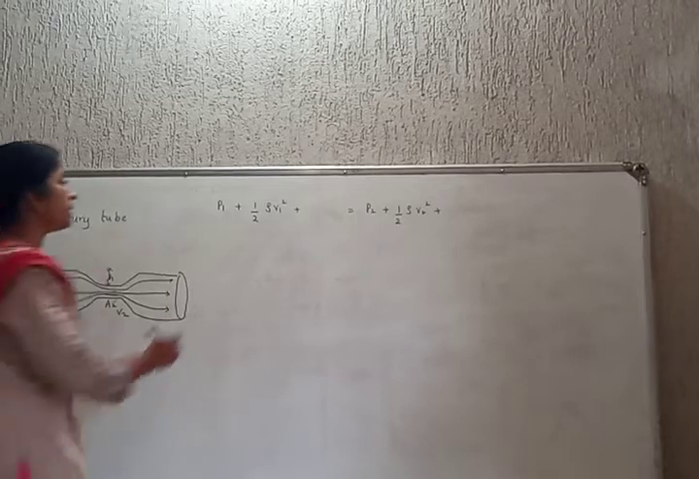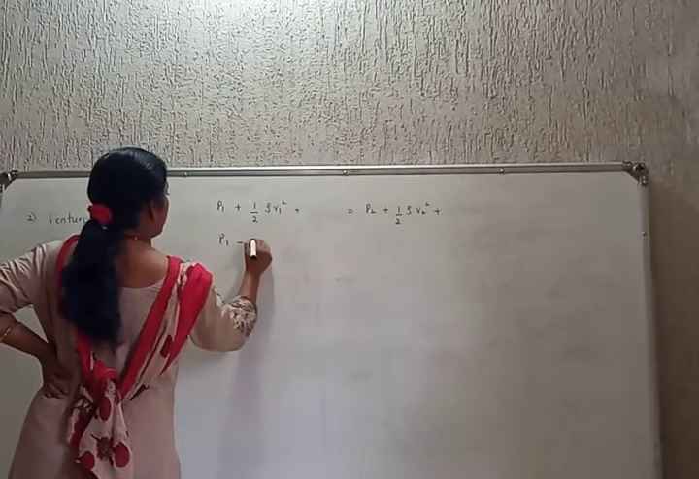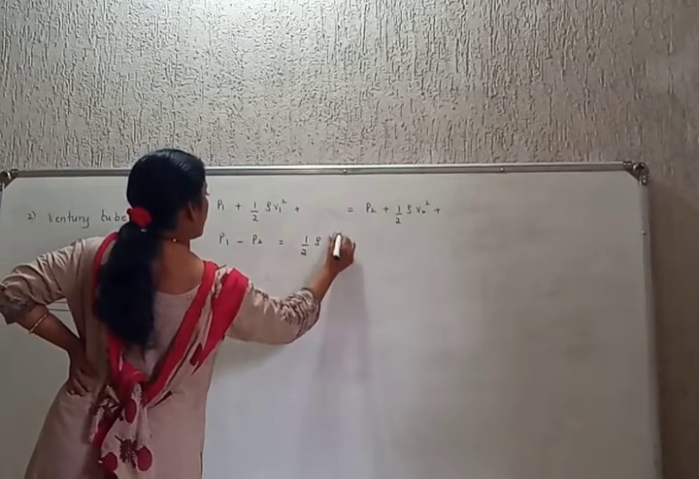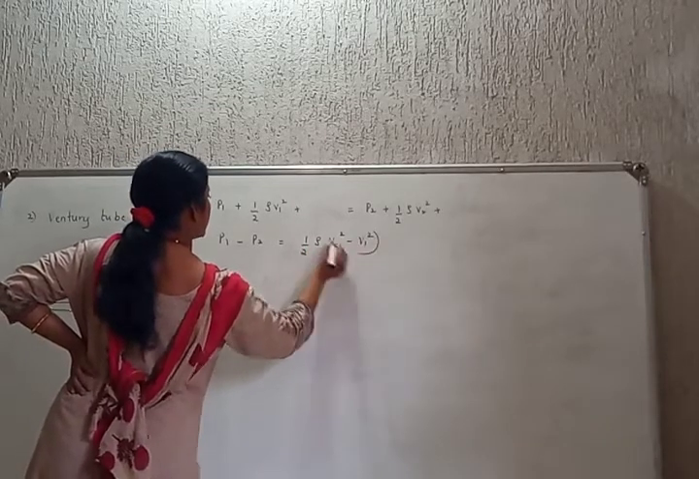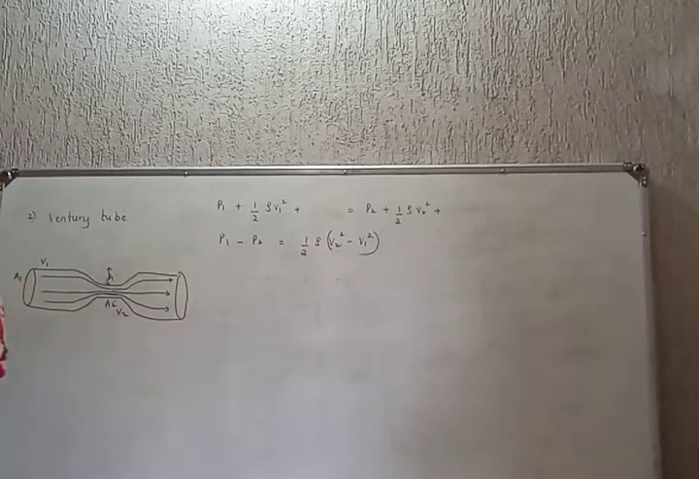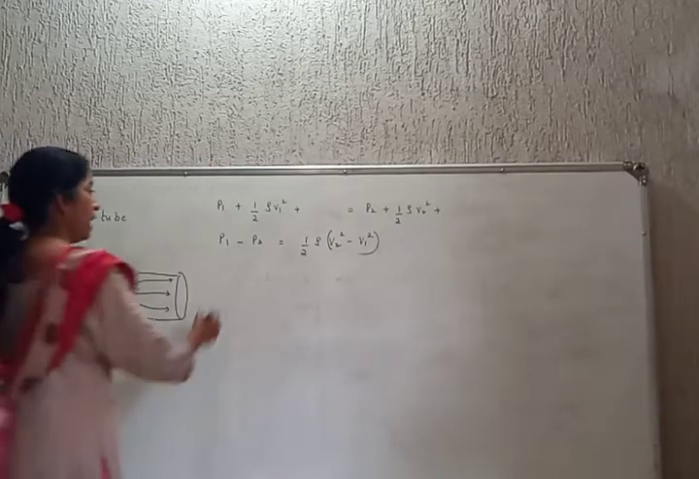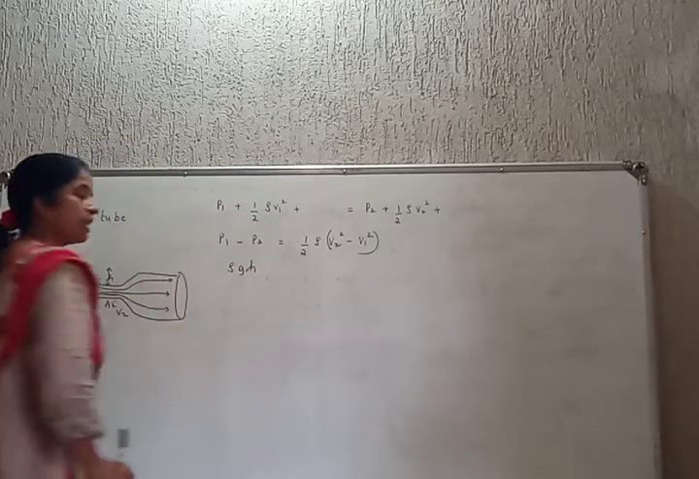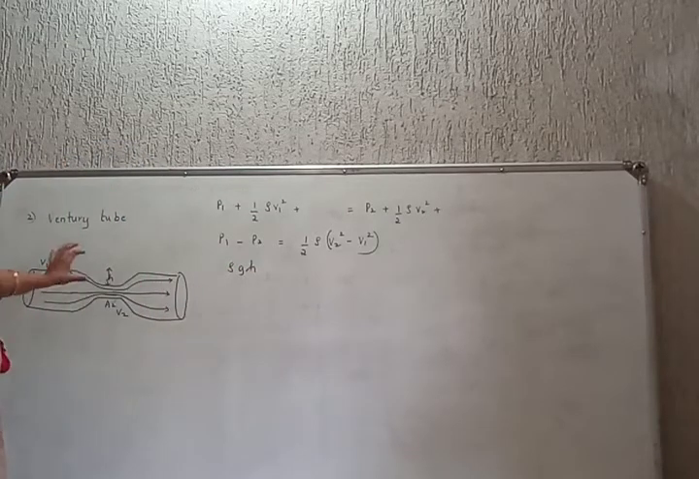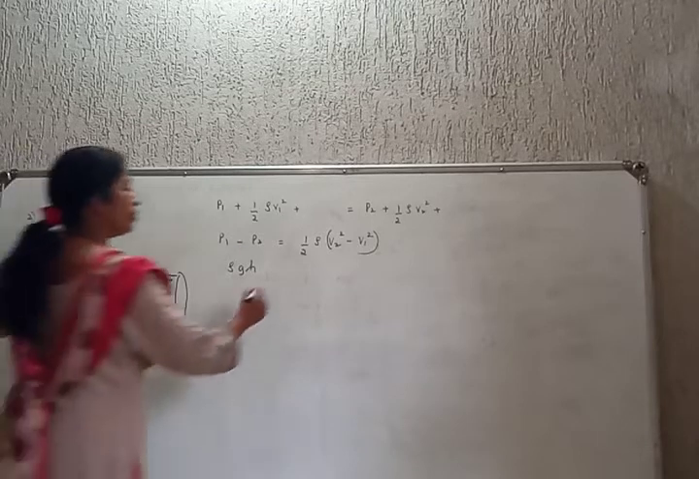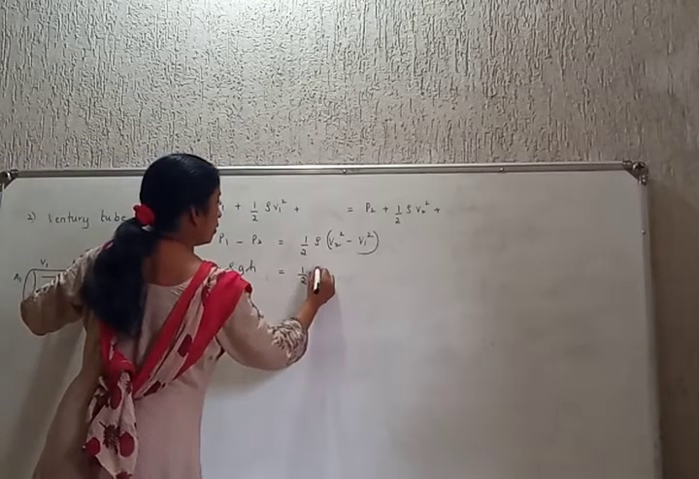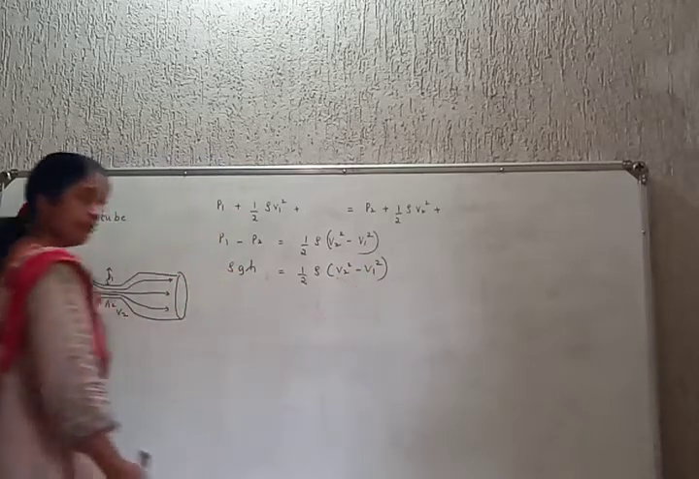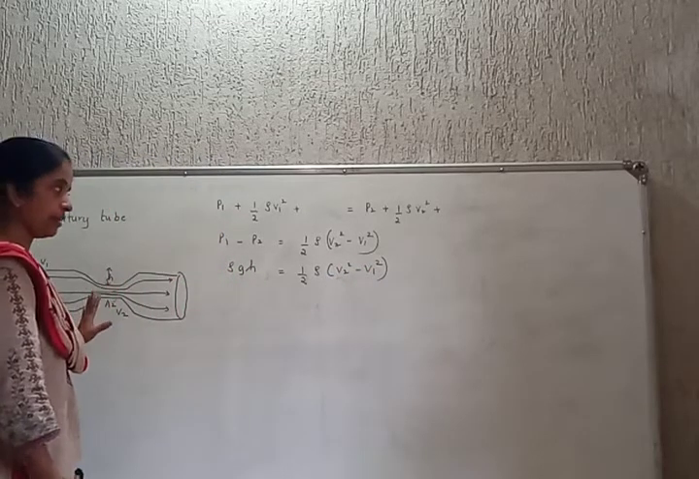What do we get here? P1 minus P2 is equal to half rho (V2 square minus V1 square). Now the pressure difference is equal to rho gh. Pressure of the fluid column, that is rho gh here, is equal to what? Half rho (V2 square minus V1 square). Are you okay?